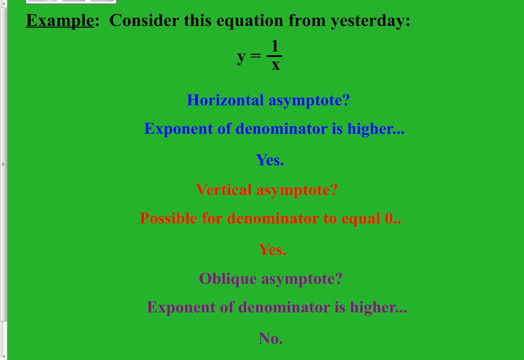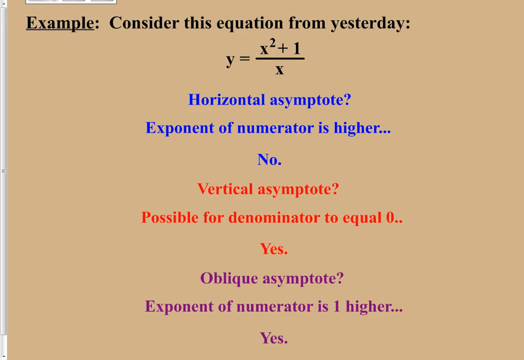Now, since it does have a horizontal asymptote, there is no chance that it will have an oblique asymptote at the same time, but you can check it anyway. Oblique wants the highest exponent of the numerator to be 1 step larger than the highest exponent of the denominator, and that is not true, so no oblique asymptote.